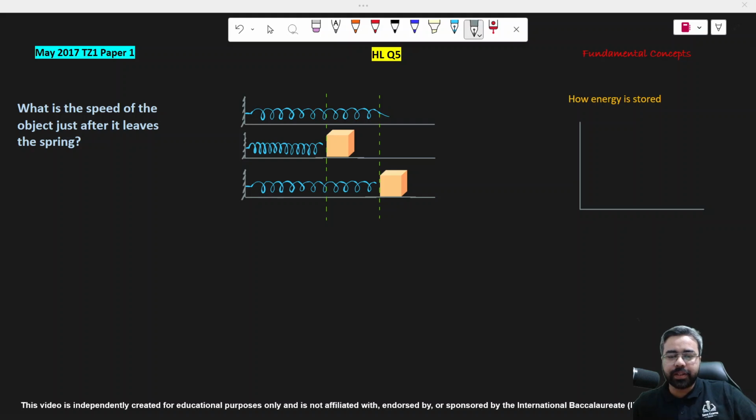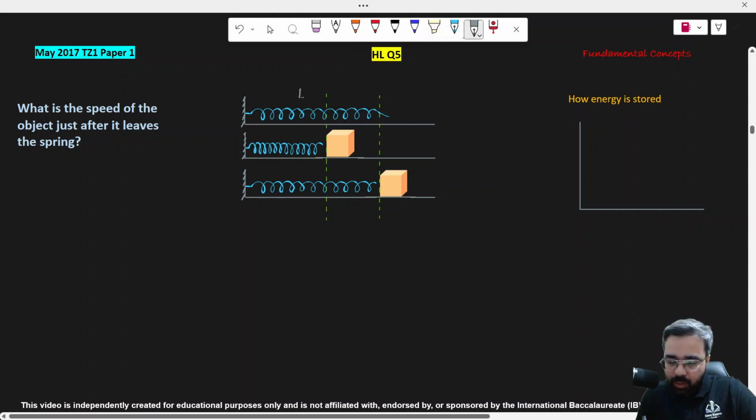Hi, this question is about the conservation of energy from the topic A.3 Work, Energy and Power from your IB curriculum. And we are going to consider the energy transformation from the elastic potential energy to the kinetic energy. And so let's suppose that this is the original length of the spring, L0.